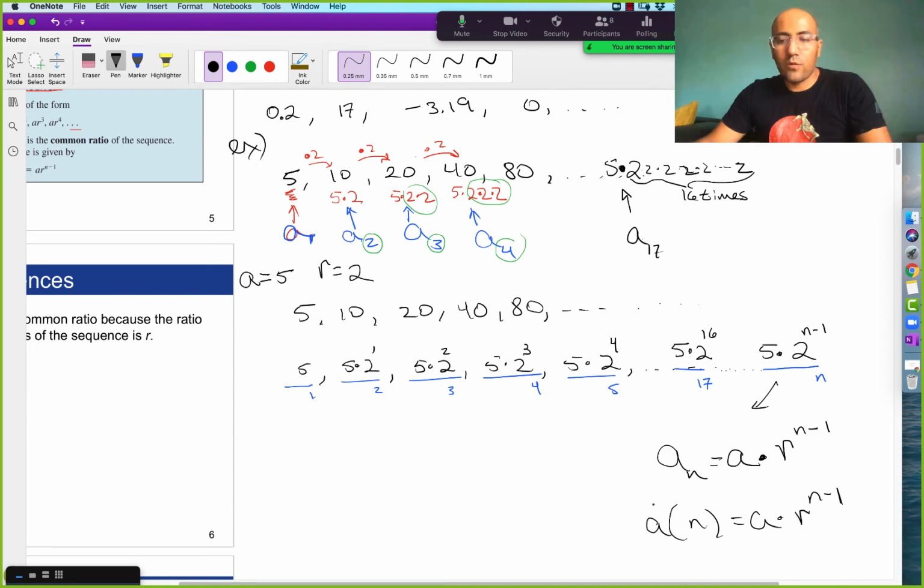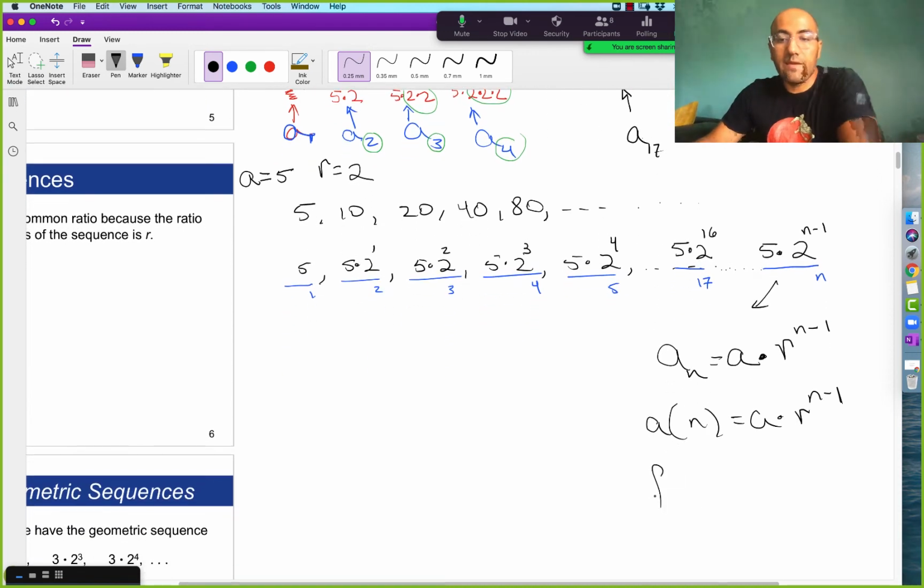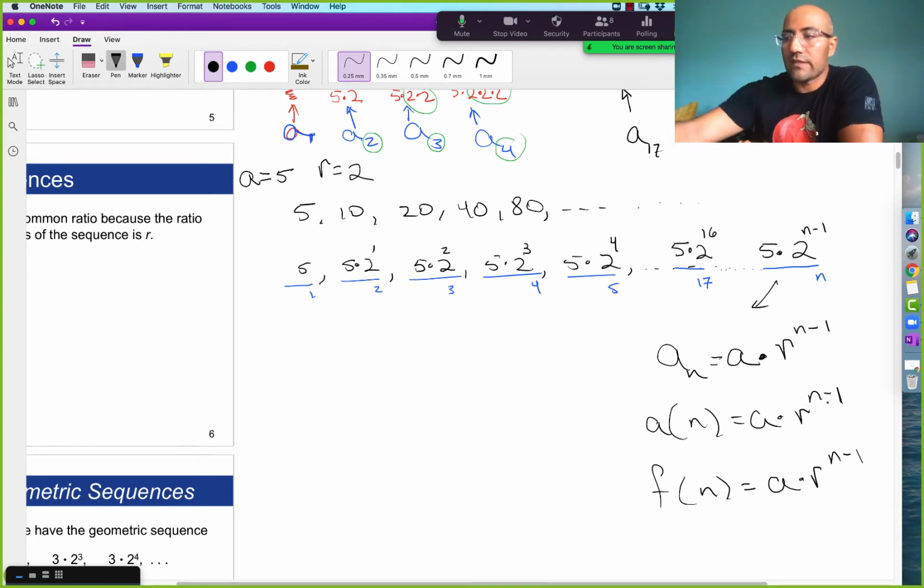Or, we're really used to writing functions with an f, so if you want to write it as f of n is equal to a times r to the n minus 1 power. These are all saying the same thing. It's a function where you plug in n, and the output gives you the value in the nth location of your list. Any questions about any of this stuff over here?